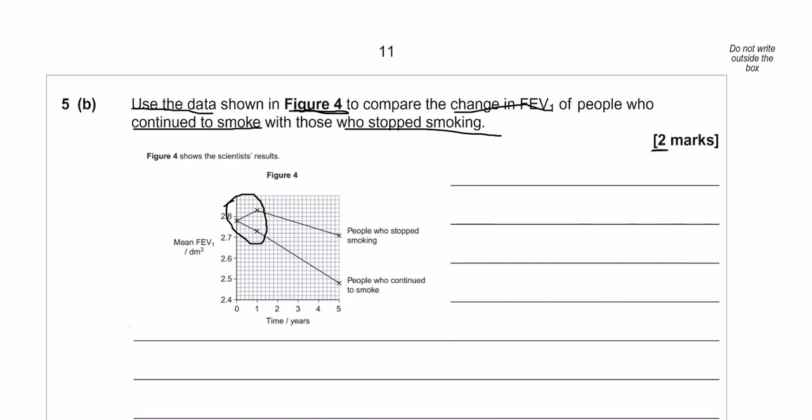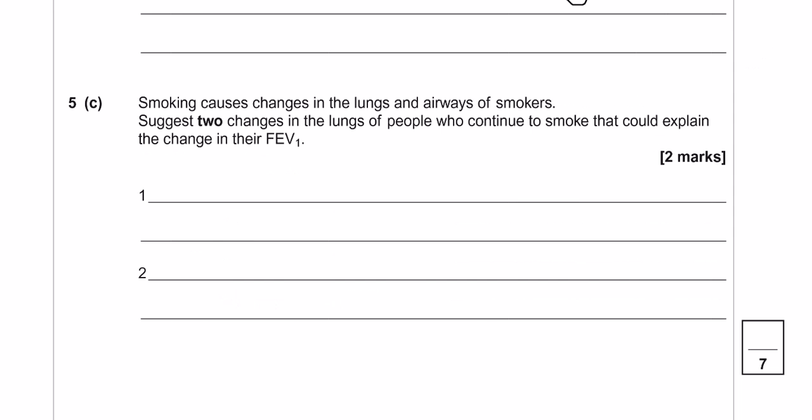For the second mark, they're looking for basically to mention that between 1 and 5 years, you can see the people who continue to smoke, there's a faster rate of decrease than those who stop smoking. So it's a faster rate of decrease. You must get that in. You could quote some data as well if you wished.